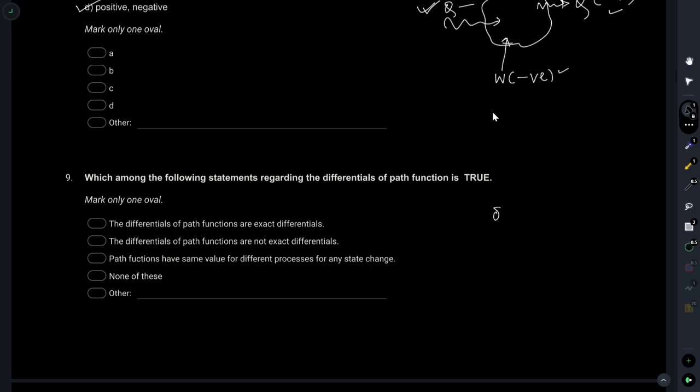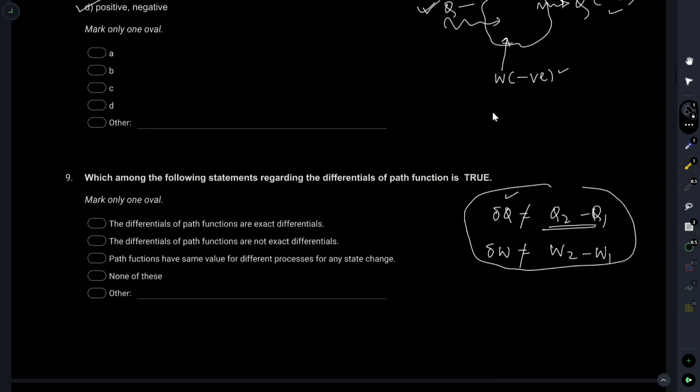So if I write del q, actually I cannot write this as q2 minus q1. This is a path function which cannot be written like this. Similarly, del w cannot be written as w2 minus w1. So these are not exact differentials. But I can write de will be equal to e2 minus e1, because this is an exact differential. Done. Okay, let us read the statements.